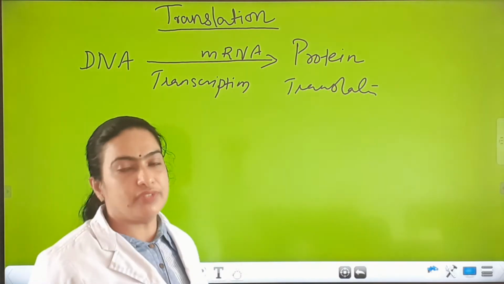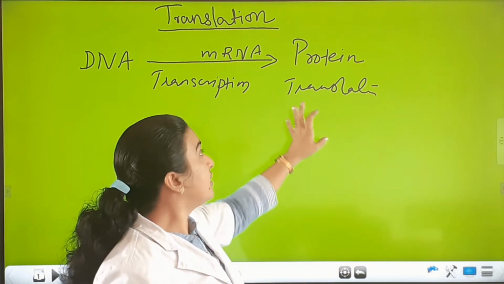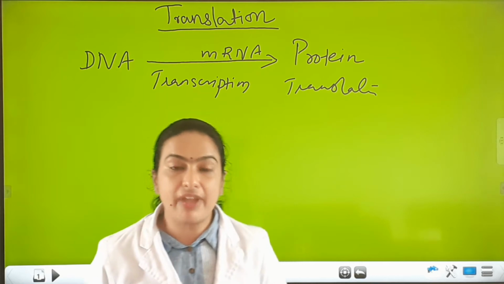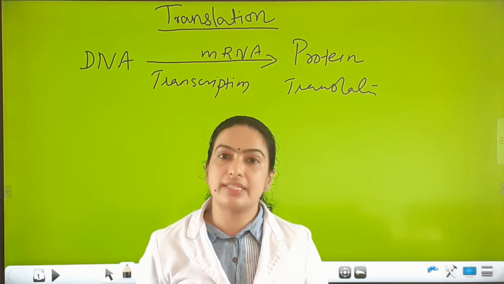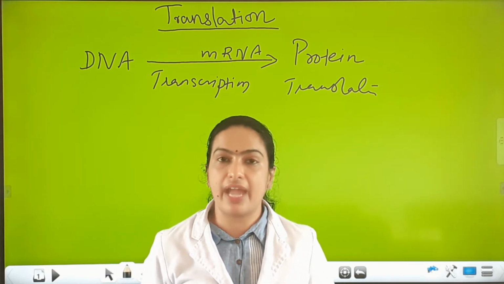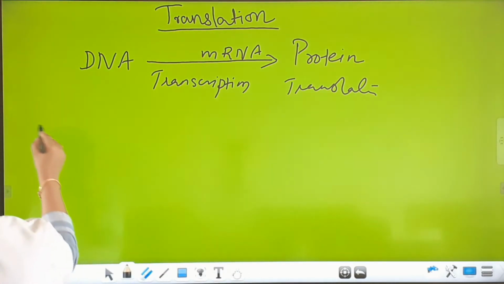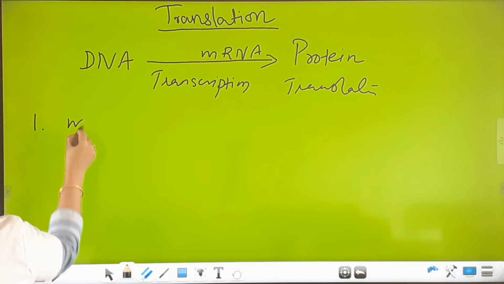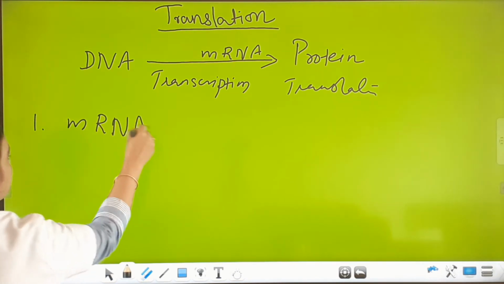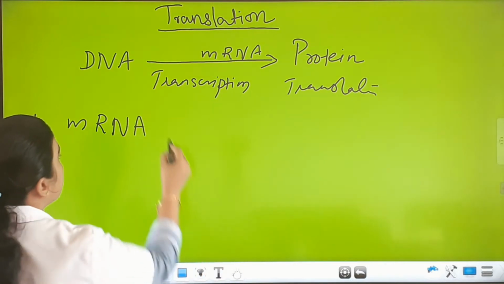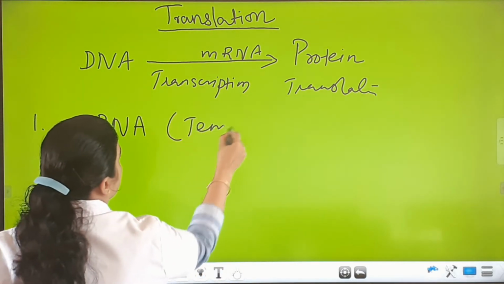So transcription we already learned. Now we can see translation in detail. And there are some factors which are involved in the translation process. Which are the factors involved in the translation process? We can see first. The first one, an mRNA strand which is transcribed from the DNA. And this acts as a template.